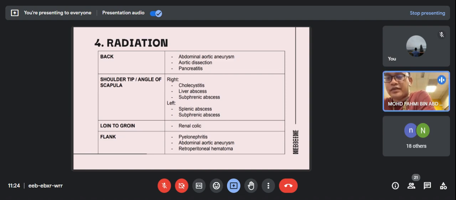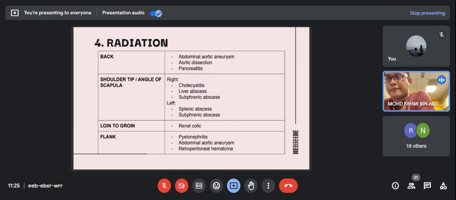The same, the left side is also the same. Because during embryology, the dermatome, the first distribution originates around the umbilical area, but it goes up to the shoulder tip. So usually if the patient complains of a sign like shoulder tip pain on the right side, biliary colic perhaps, it suggests a hepatobiliary origin.